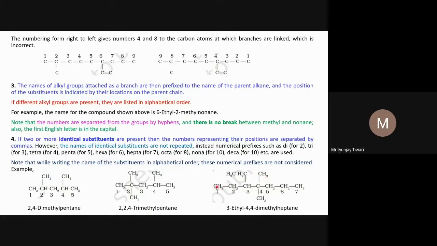In this example, the longest continuous chain is from here to this position, 1, 2, 3, 4, 5, 6, 7. It contains 7 carbon atoms and the numbering will be in this direction. Why? Because the branching is at the third and fourth positions. If you do the numbering from the other direction, branches will be at the fourth and fifth positions. So we follow this direction of numbering, and the branching will be at the third and fourth positions.